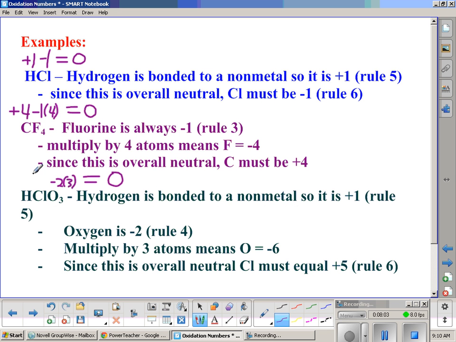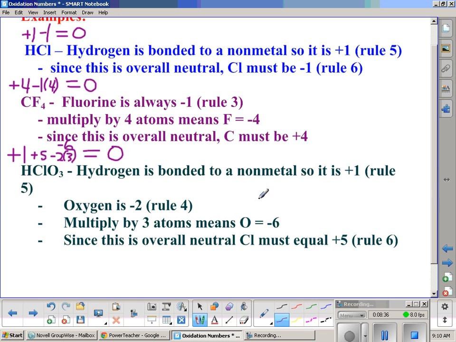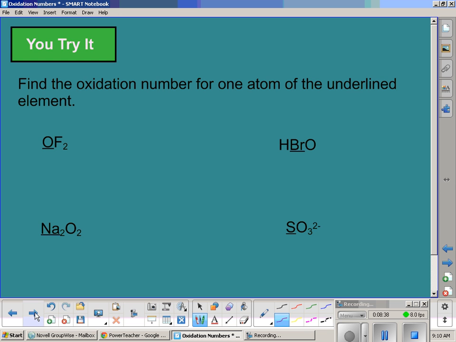So let's go back here. I'm going to write in a +1 for the hydrogen. So far, I've got -6, and I can put that in right there, because -2 times 3 is -6, and with the +1 it is -5. So it has to equal 0, meaning that chlorine must be +5. So +1 plus 5 is 6, and -6 equals 0. I think you're starting to catch on now to how these work, and you could probably go through and try some without the rules. Let's do that.